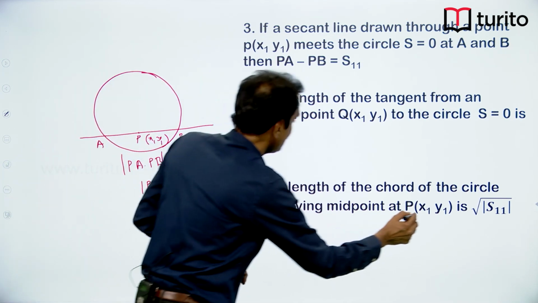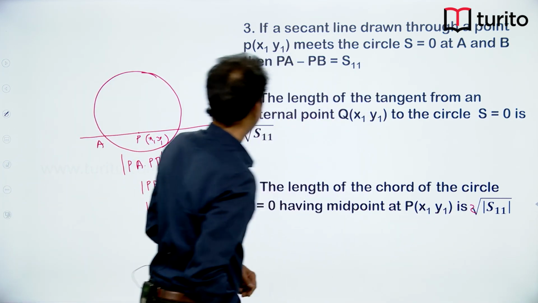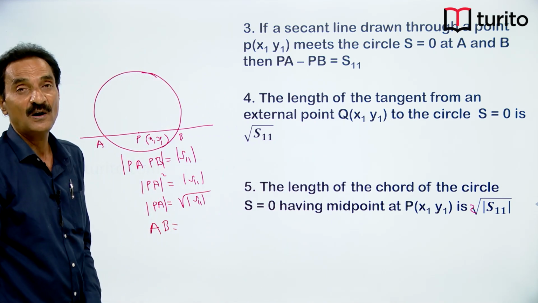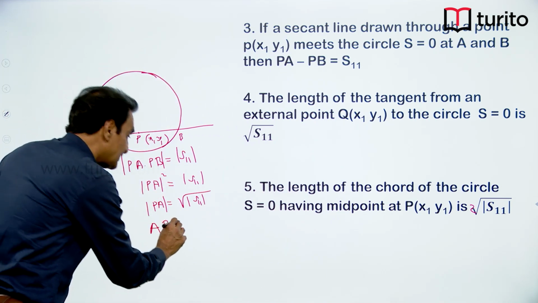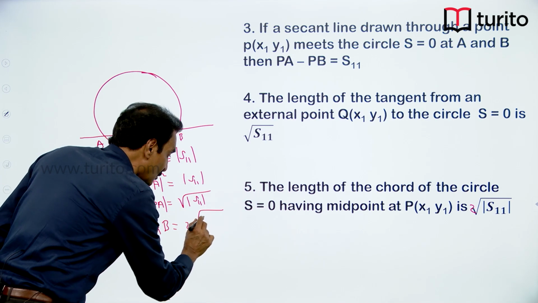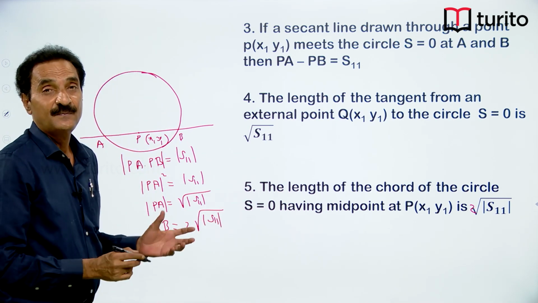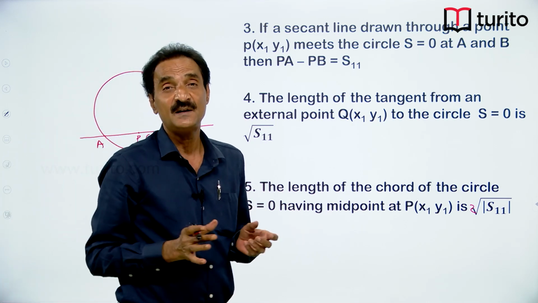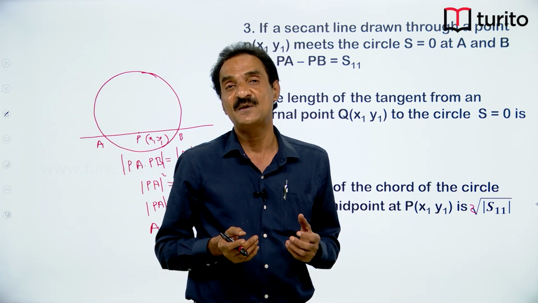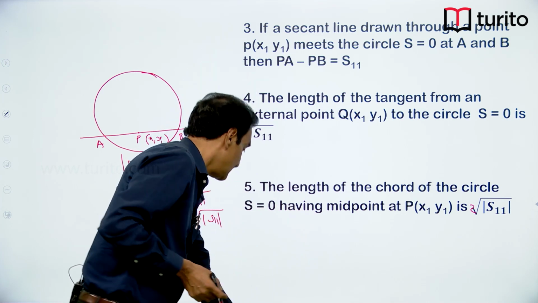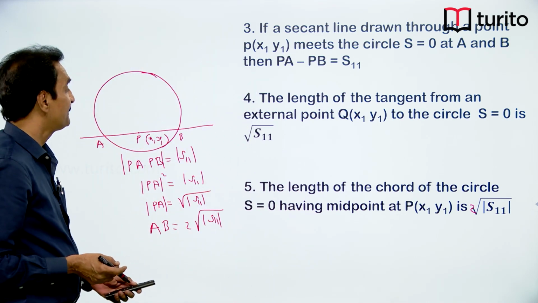Length AB should be 2 root S11, that is 2 root mod S11. So length AB is going to be 2 root mod S11. This is the formula for the length of the chord of a circle having midpoint at P(x1, y1). Okay.